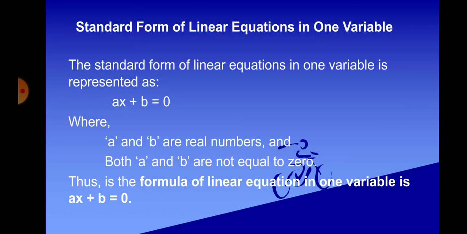So, the standard form of a linear equation in one variable. The standard form of a linear equation in one variable is represented as ax + b = 0, where a and b are real numbers and a is not equal to 0. This is the formula of a linear equation in one variable: ax + b = 0.